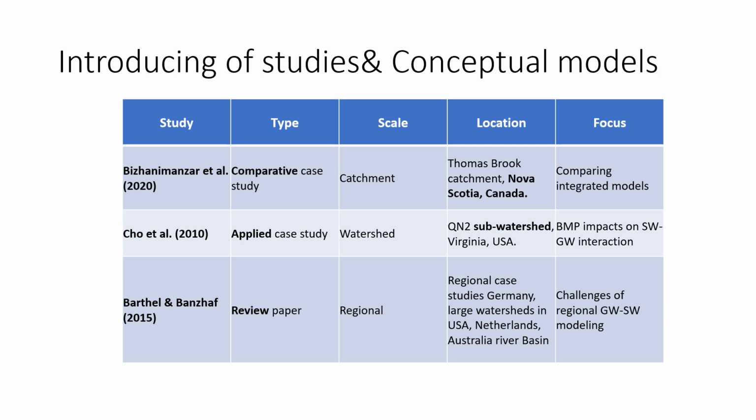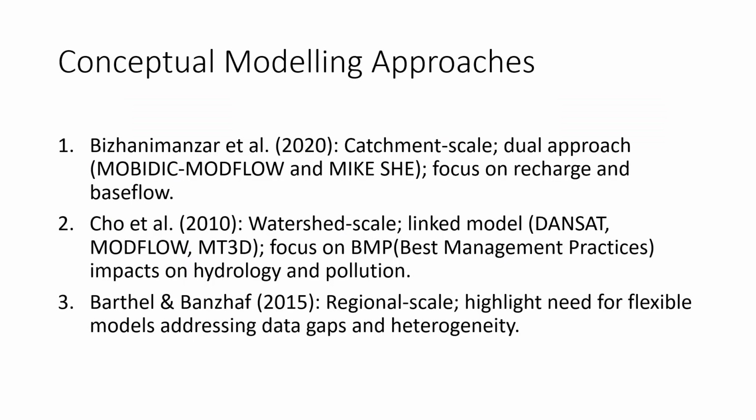The third study, which is important to mention, is a big and very good review paper, but the scale here is regional, mainly focused on different studies that have been done in Germany, the USA, the Netherlands, and Australia, at bigger scales like river basin regions, in order to find the challenges and limitations for larger-scale groundwater and surface hydrology interaction.